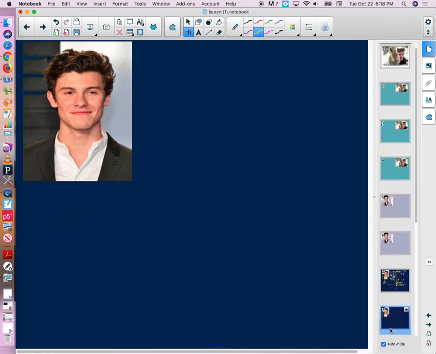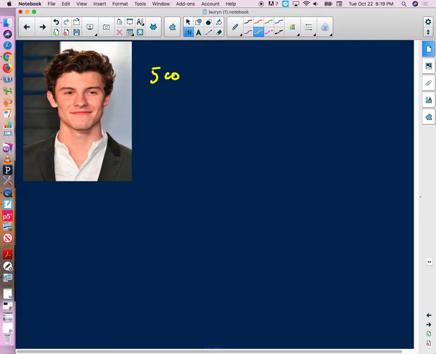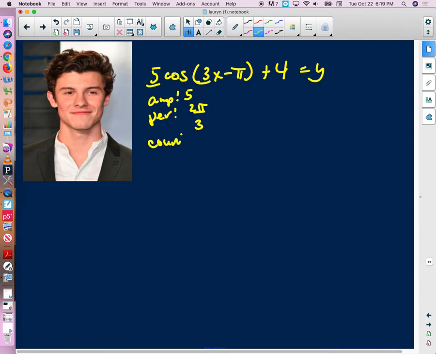All right, number 3, on that page we have 5 cosine 3x minus pi plus 4. All right, so the amplitude is the number in the front multiplied, which is 5. The period is 2 pi over 3. I'm going to multiply that by 1/4. And that gives me count by pi over 6s. And from where? My phase shift and vertical translation.